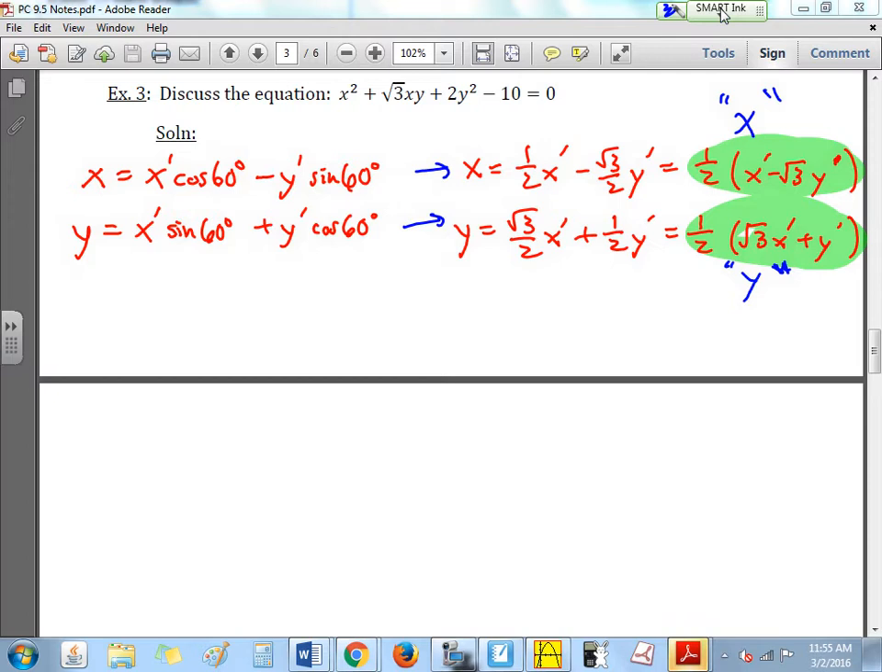This x that I just highlighted is going to get substituted in twice. Once into the x squared and once into this xy. The y that I just highlighted is going to go in right here and right here. So that's a lot of substituting.